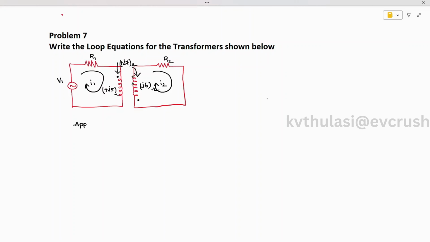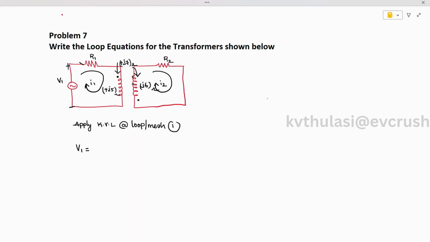In order to write down the loop equation, we need to apply Kirchhoff's voltage law at loop 1 or mesh 1. So loop is also called mesh 1. Okay, so this is mesh 1. We are exciting with an AC supply. So generally, in order to understand the polarities, I am marking as plus. So KVL is equal to voltage source. Voltage source is how much? V1 is equal to.